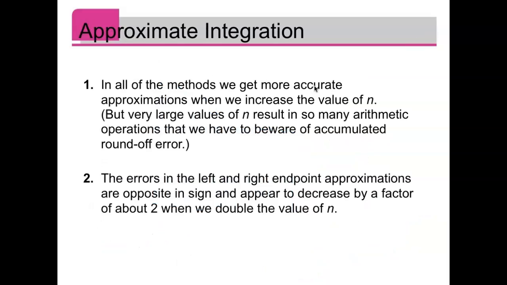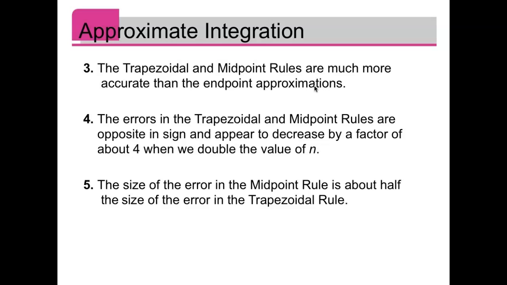And finally, trapezoid and midpoint rules, much like right and left endpoints, they're going to be opposite in sign. One is going to overestimate, the other will be an underestimate. And the last thing, the midpoint rule is the best. It's the best one you can do. The error will be about half that of the trapezoidal rule.